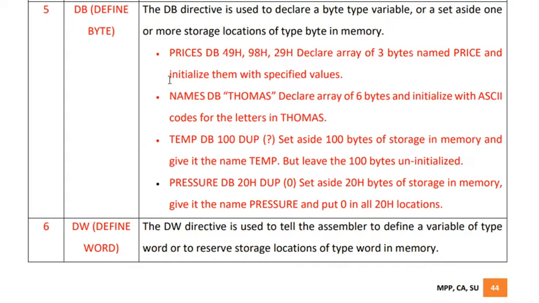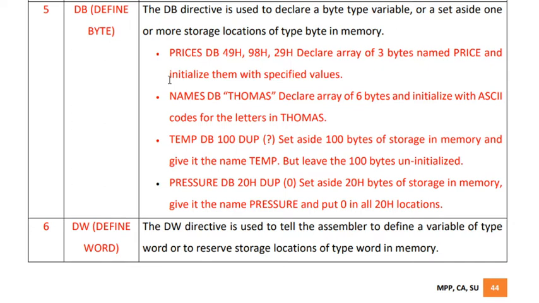Now, in the fourth case, pressure db 20h dup(0). So what does it do? It sets aside 20h bytes of storage in memory. Pressure will be pointing to the first byte of the allocated address space, and the allocated memory space is duplicated with the value 0. So it will put 0 in all the 20h locations.